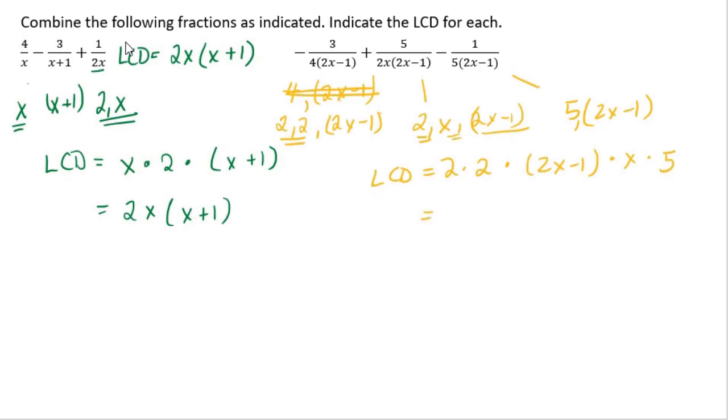Let's tidy this up. 2 times 2 times 5 is 20. We've got a single x and then the 2x minus 1. So for the second question, the lowest common denominator is 20 times 2x minus 1.